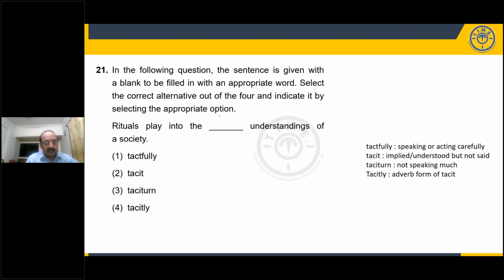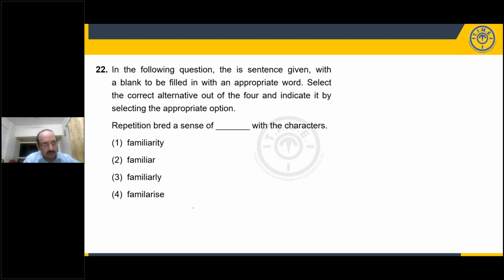Now, basically, what do I need here? I need an adjective. So which one can I go for? I can go for tacit, which will play into the implied or the understood understandings of a society. Basically, understandings that are not mentioned openly, but which are an integral, unspoken part of the society. So option number 2, tacit. All right, a bit difficult, but if you know the meanings of the words, it's easy to figure it out.